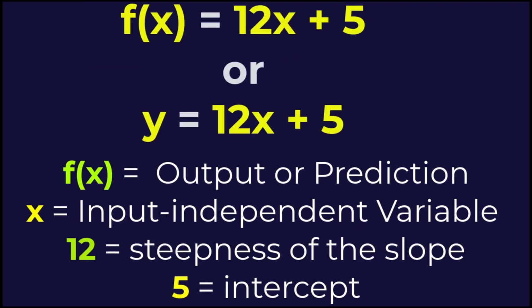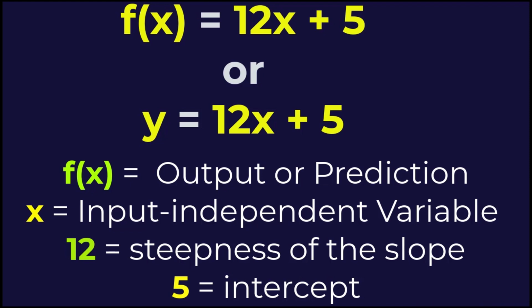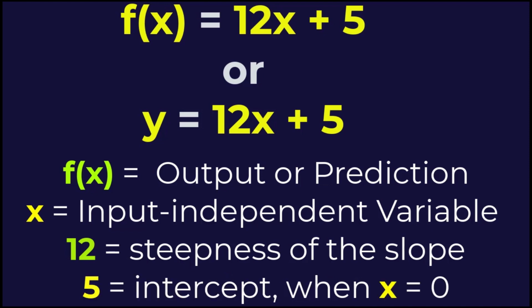This 12 represents the steepness of the slope, while 5 represents the intercept, and it is a fixed value. So it is the value of the dependent variable when x is 0. The variable which is depending on the linear function or on all other input when x is 0.